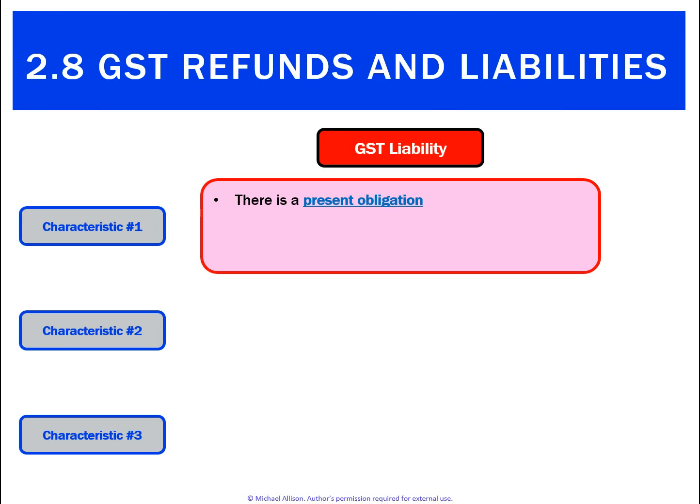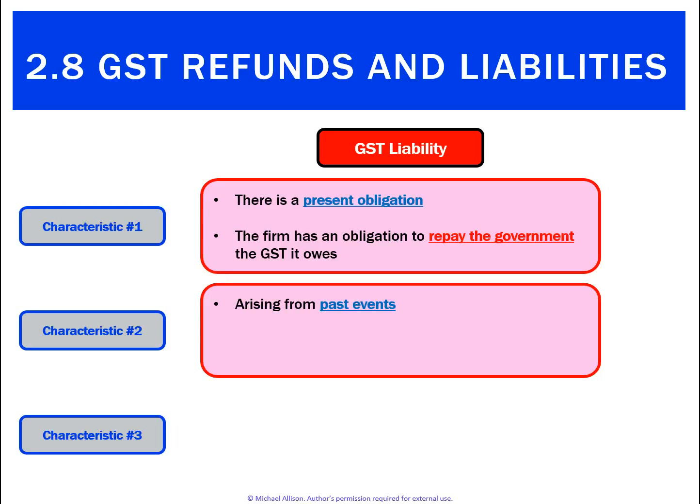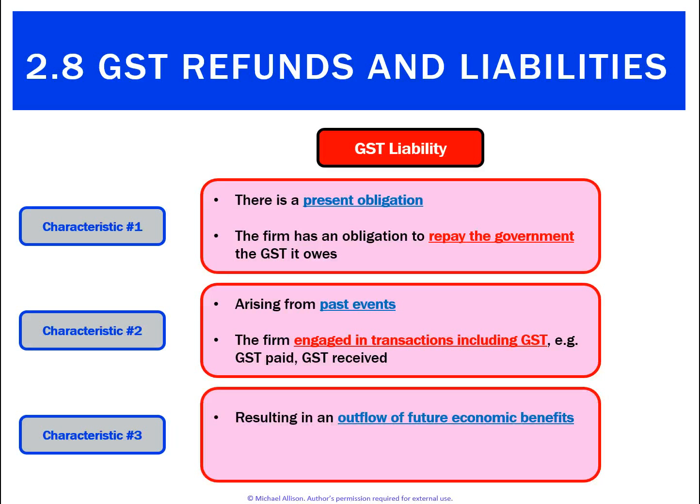Why is it a liability? Let's look at the definition. Firstly, there's a present obligation. In this case, we have to repay the government the GST that we owe. Secondly, it arose from past events. In this case, all the transactions that included GST, so all the GST paid and received, etc., that does result in a final balance, and they are our past events. And lastly, it will result in a future outflow of economic benefits. In this case, we'll have to pay cash to the government.